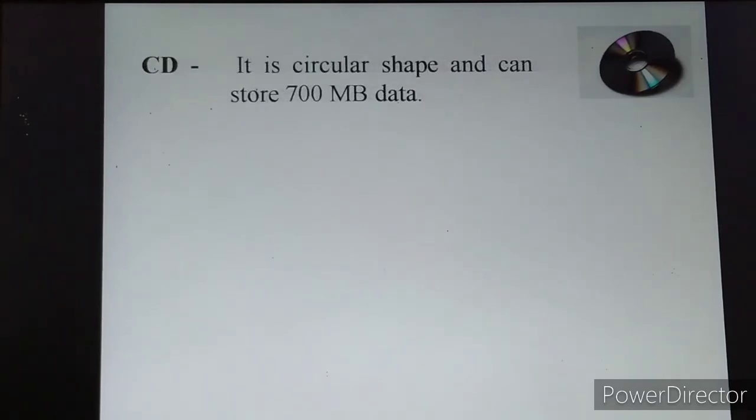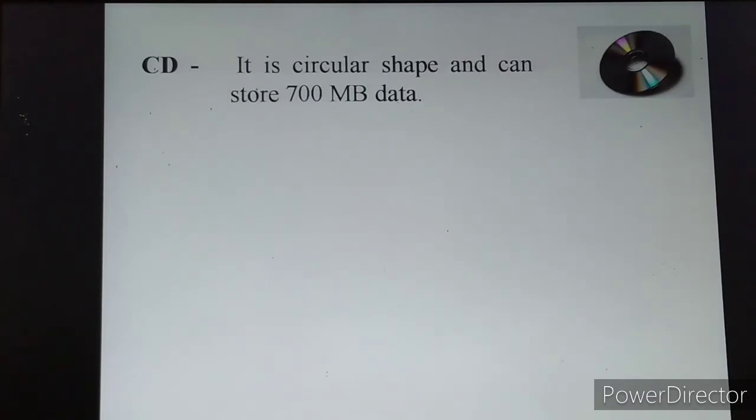What is this? Yes, very good. It is a CD. Full form of CD is compact disc. Very good. CD. It is circular in shape. CD can store lots of data. They can be easily carried from one place to another place. Right? CD can store 700 MB data.